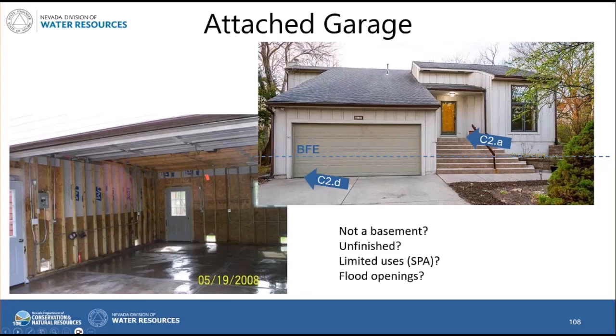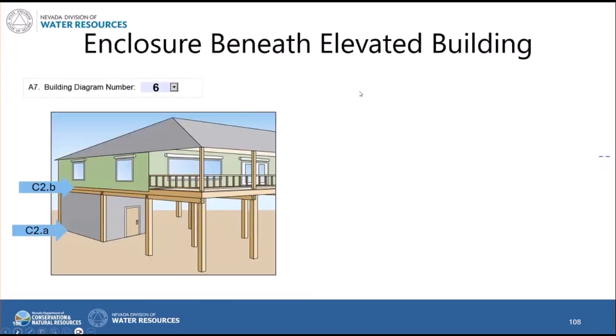All right, and then finally, we've got an enclosure beneath an elevated building. This is a piers and post example, but you could think about this with the crawl space as well. For floodplain management purposes, which of these is the lowest floor, A or B?